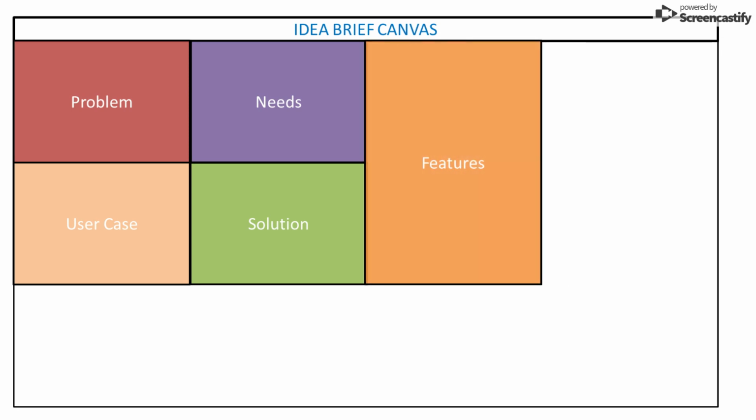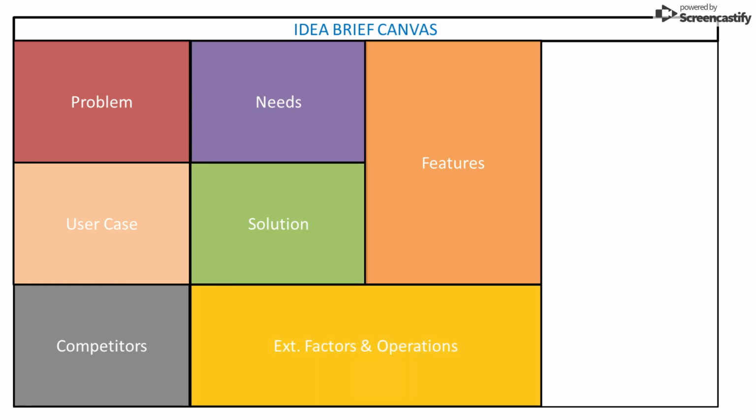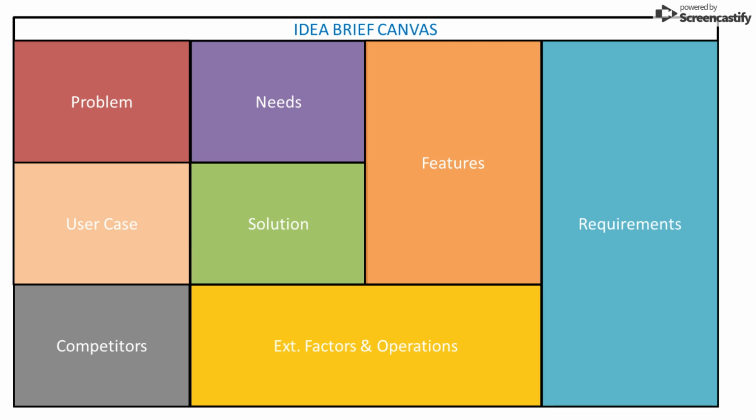Now you can define the features of your product by linking them to the user needs, which will automatically be ordered by priority. Fill in the competitors, either direct or indirect, and the external factors that might have an impact in the development. Lastly, fill in the requirements that again are linked to the features, which at the same time are linked to the user needs and problem.